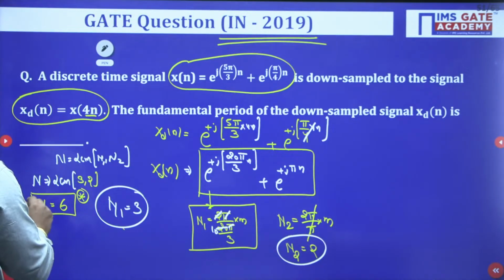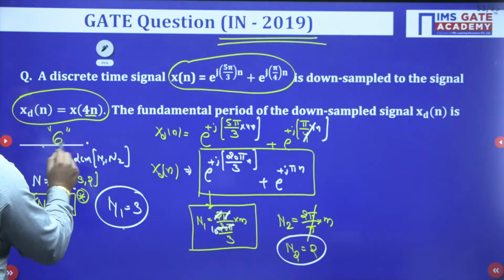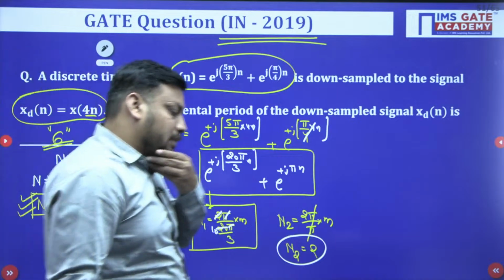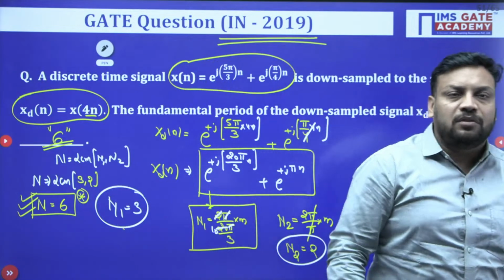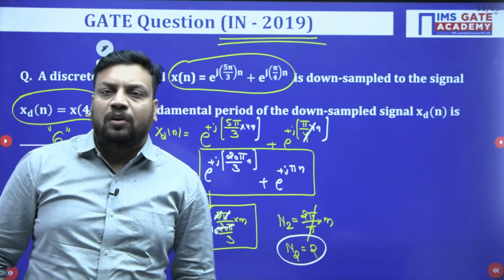All of you guys just reply fast. Capital N value is 6 only. Is this clear to you? Capital N value is 6, bachcho. Is this clear to you? Shall we go for next? Say yes or no.